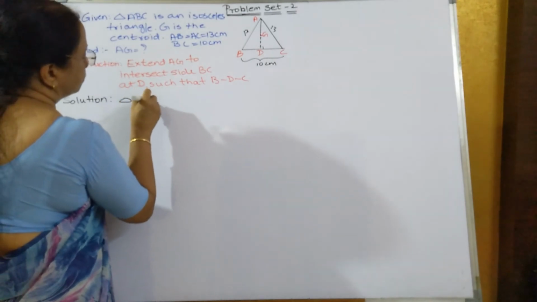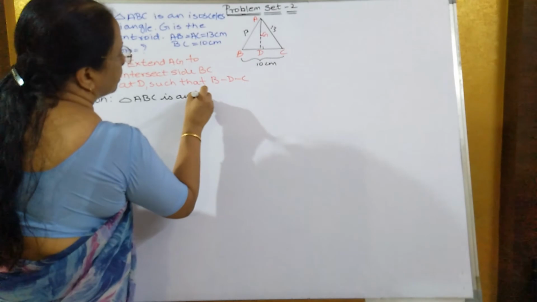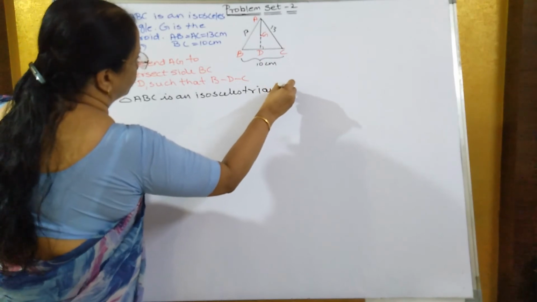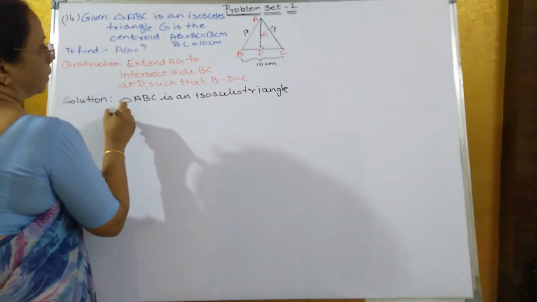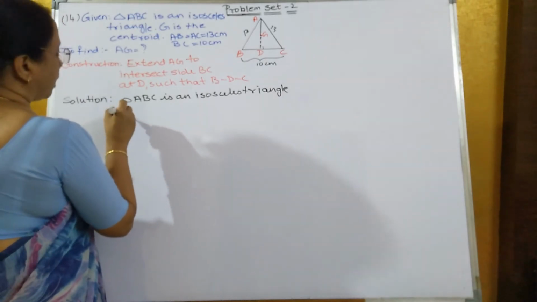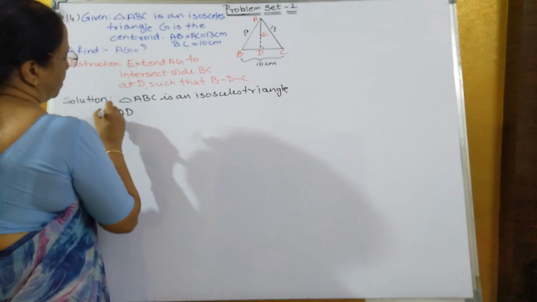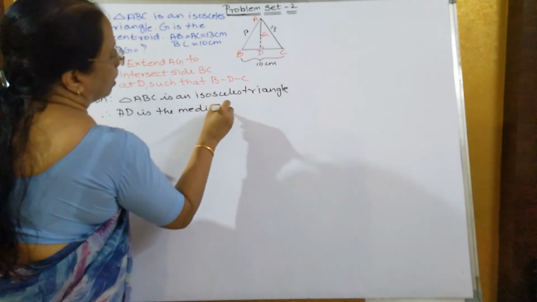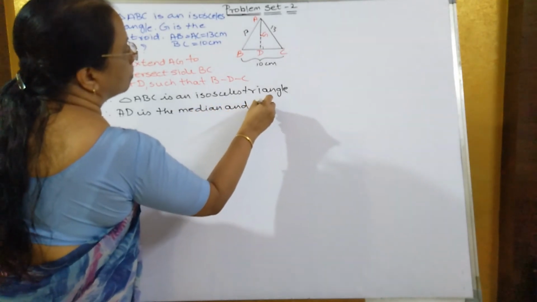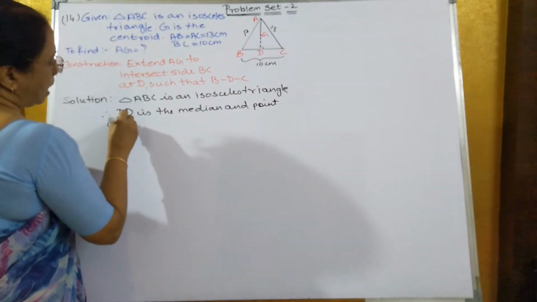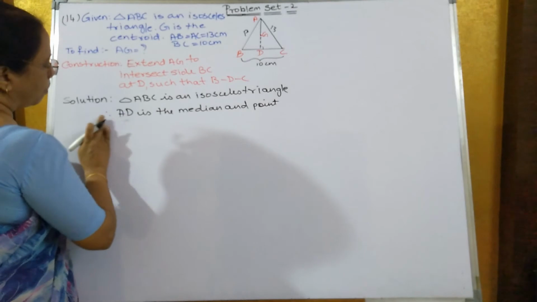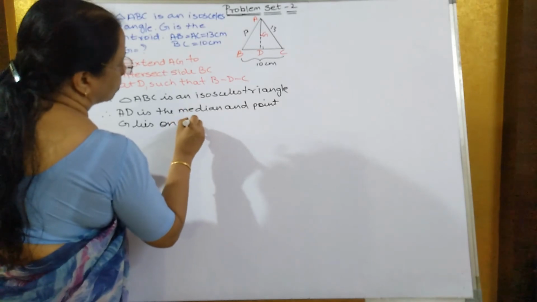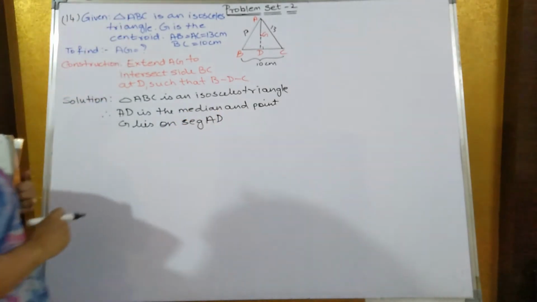Triangle ABC is an isosceles triangle and AD, therefore AD is the median, and point G lies on seg AD. Now, how do you come to know that AD is a median?